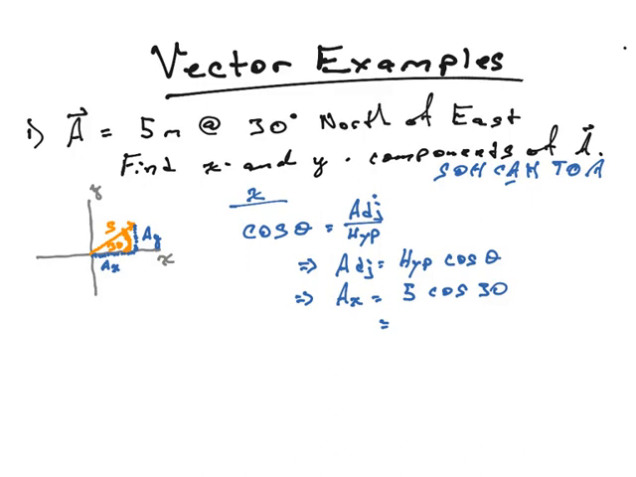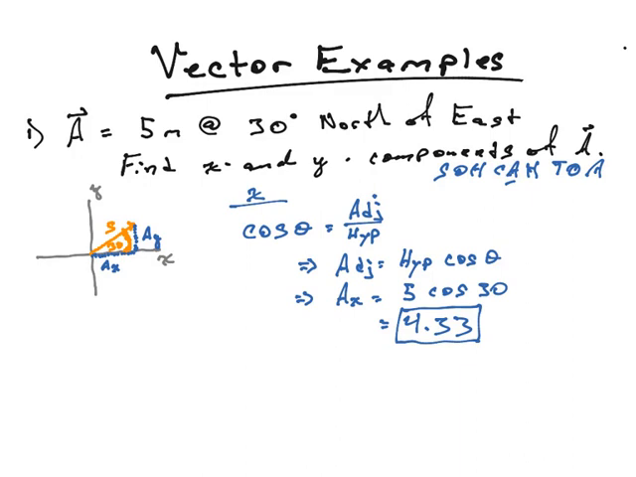So then I get my calculator out. I say, all right, first of all, I make sure I'm in degree mode instead of radian mode. And then I do 5 times cosine 30. And I get 4.33. So there's my x component done.